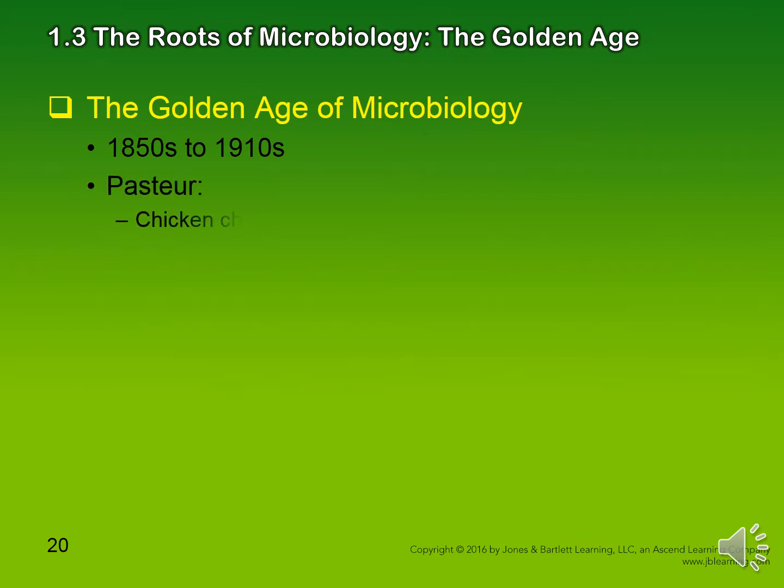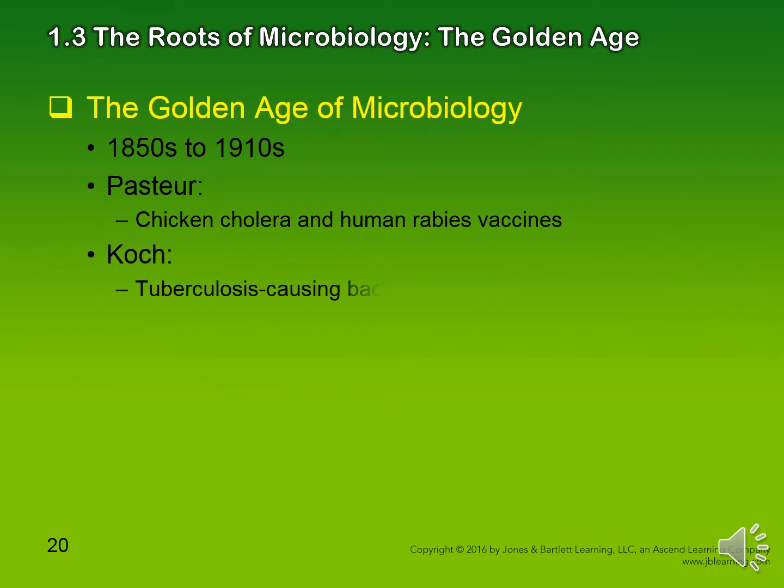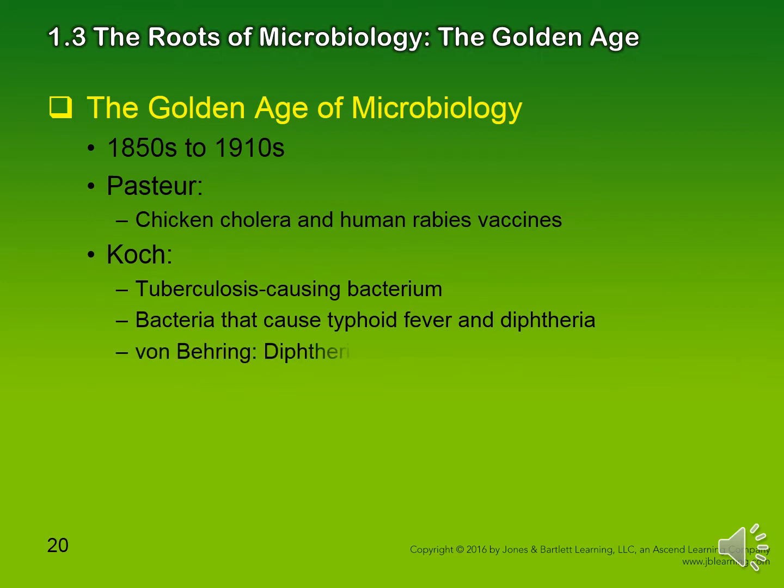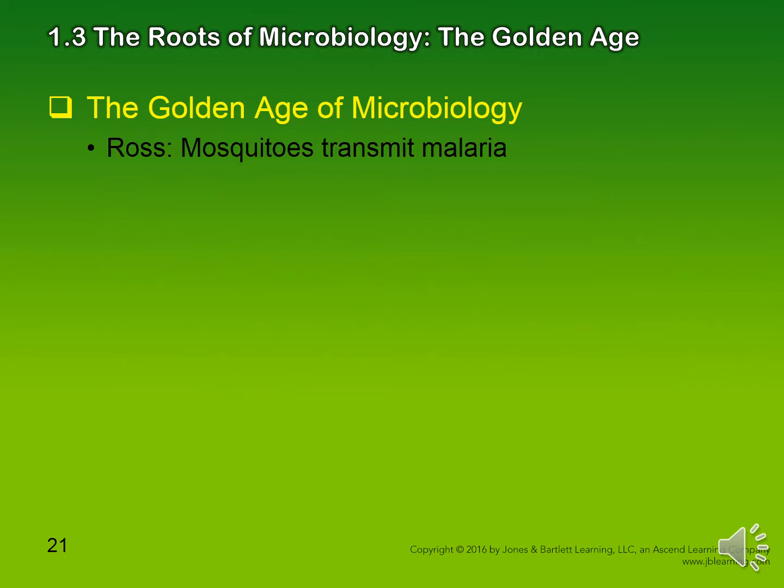and they include Pasteur for being able to talk about cholera and also develop a human rabies vaccine. Koch for finding out that tuberculosis bacteria cause tuberculosis, and he was also important in developing a diphtheria vaccine. Ross showed that mosquitoes transferred malaria.